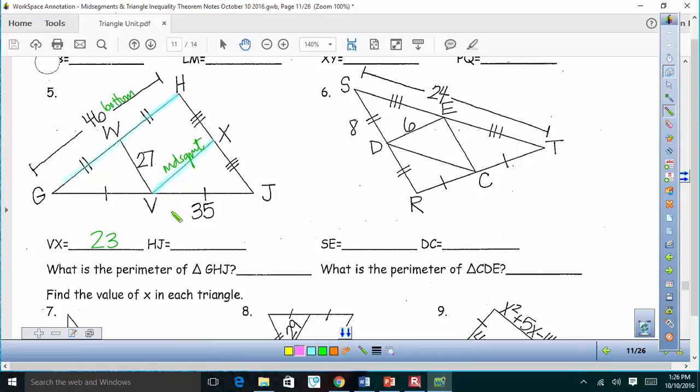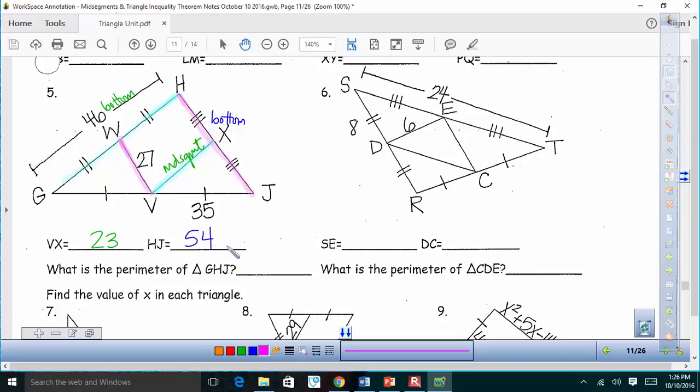All right, next they asked me about HJ. So HJ is this piece right here. Is this a midsegment or a bottom? A bottom. What is its midsegment? Very good. WV, which is 27. So how would I find HJ then? 27 times 2. So that would give us 54.